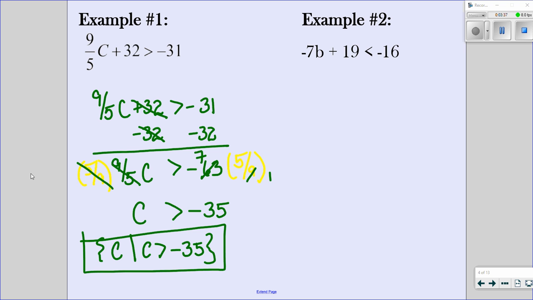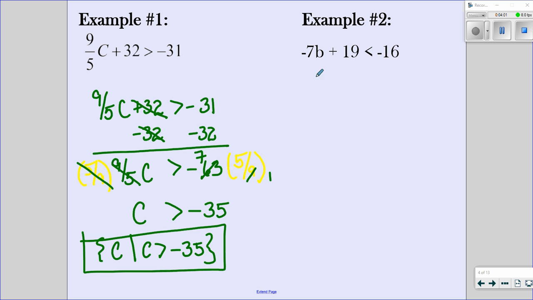Okay, so that's how you would do it when it comes to solving multi-step inequalities. This one didn't have a negative where I had to divide, but if that were the case, then you would need to do that. All right, so we're going to do the next one.